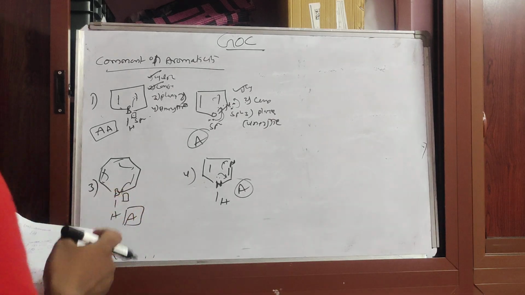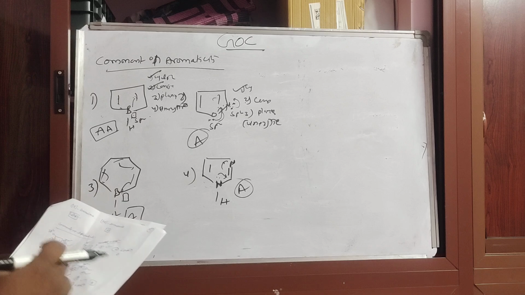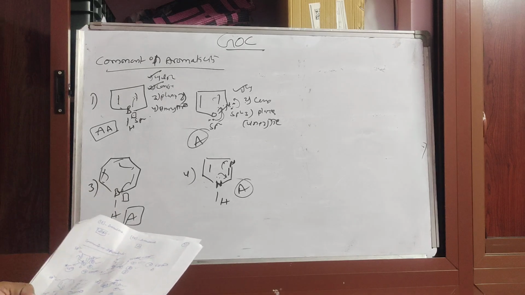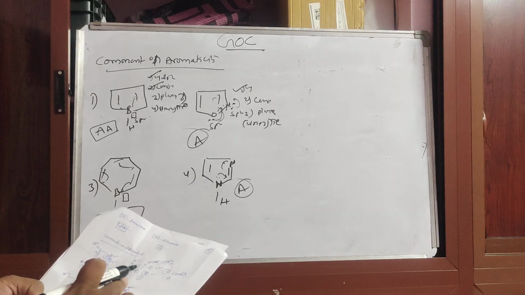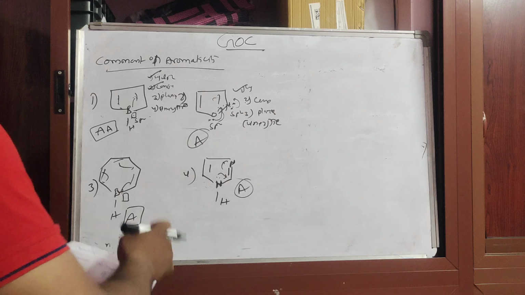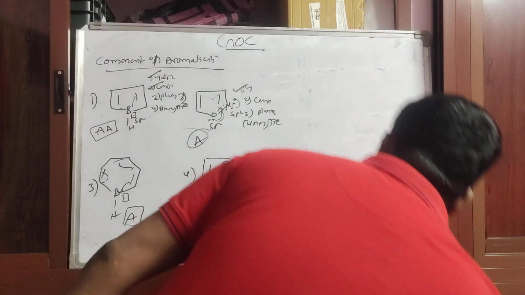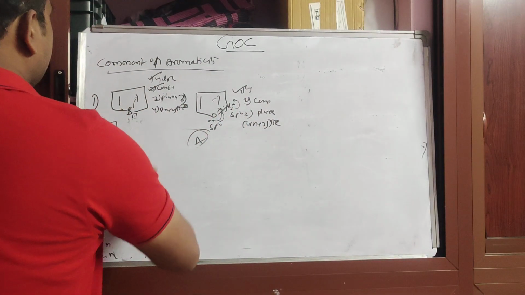Aromatic, and this is also aromatic. That is 4n pi electrons, that is anti-aromatic. Next, this one is aromatic. These are some of the examples of molecules.